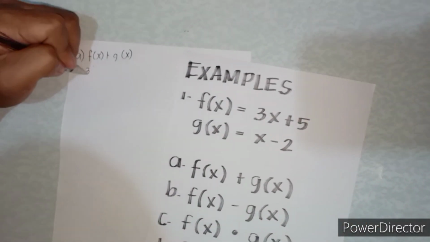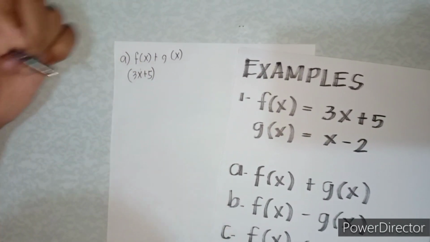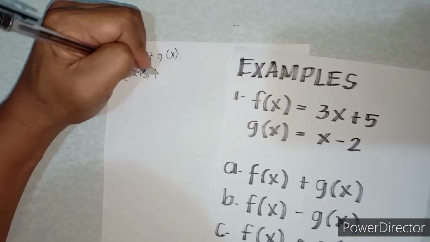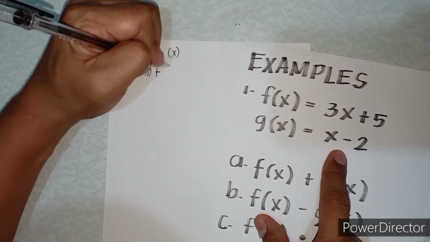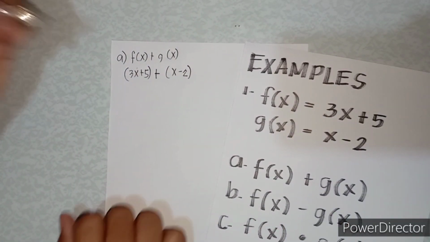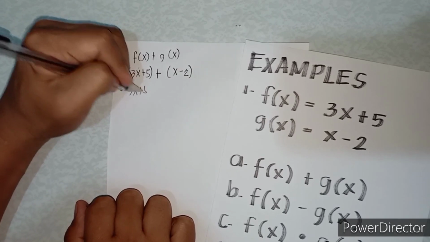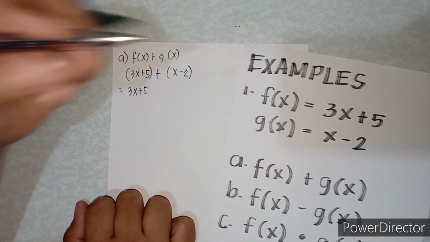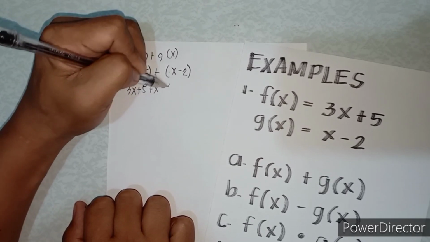So we have 3x plus 5, isn't it? Close and open parenthesis, plus, because our operation is addition. G of x, we have x minus 2. And let's simplify. This is equal to 3x plus 5. Kapag addition po, walang magpapalit na sign. So this is positive x and negative 2.